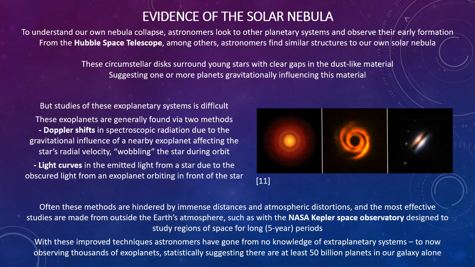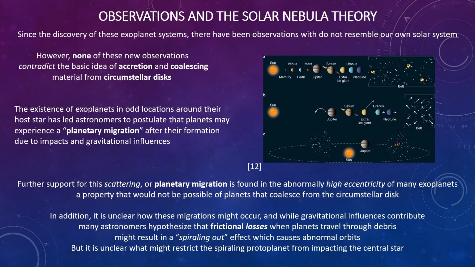And so with these improved techniques and technology, astronomers went from having no knowledge of exoplanetary systems to now having observed thousands, which suggests that there are nearly 50 billion planets in our galaxy alone. Planets are a very common byproduct of star formation, it seems. From our observations and our understanding of solar nebula theory, we have found some exoplanet systems that do not resemble our own solar system. However, none of them have contradicted the basic idea of accretion and coalescing from circumstellar disks.